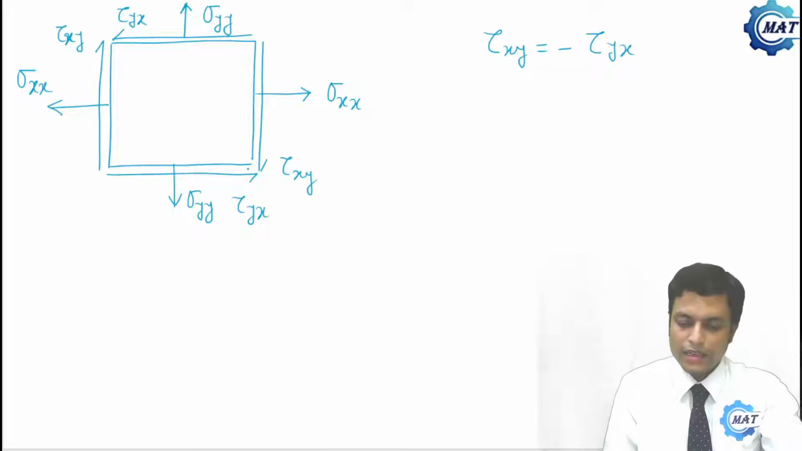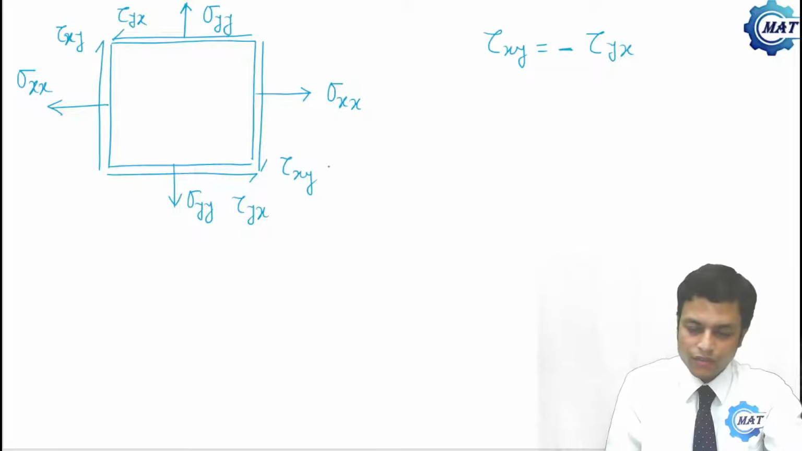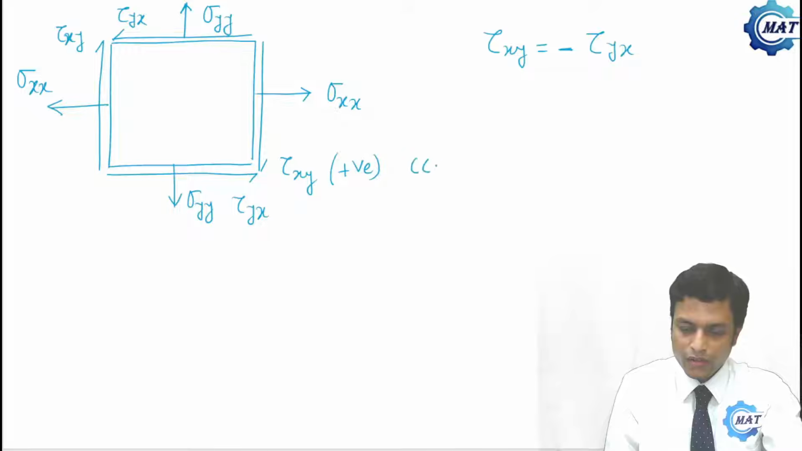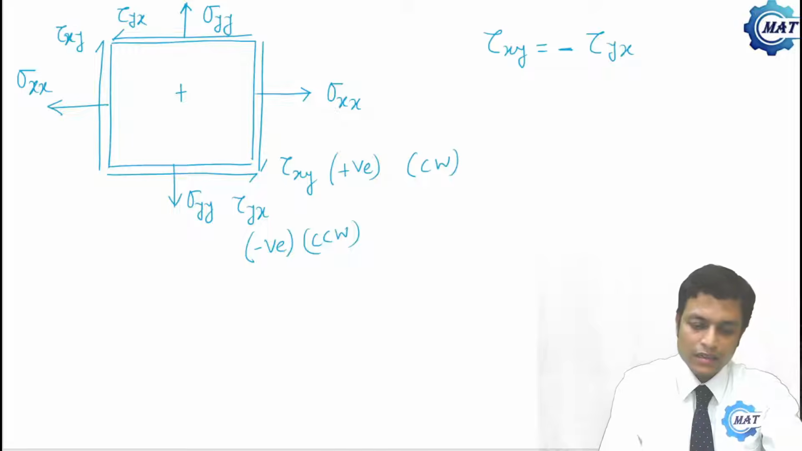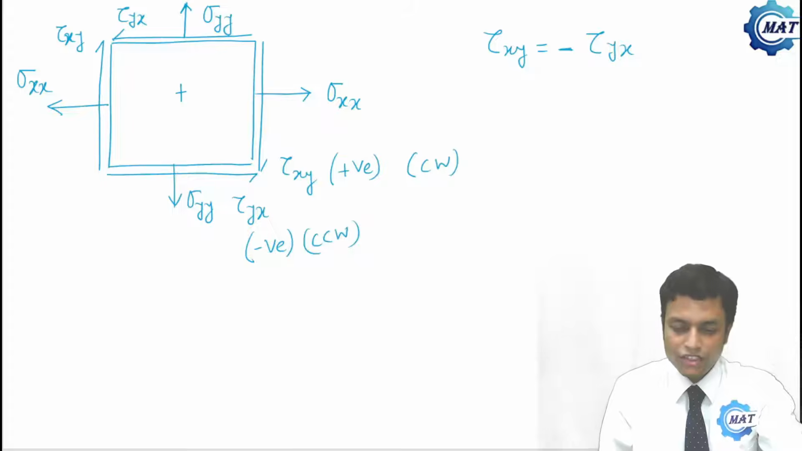In the diagram, this minus sign has already been taken care of, because tau xy is positive here. It is providing a clockwise moment inside a point, and tau yx is negative, as it is providing a counterclockwise moment. So this is the plane stress.